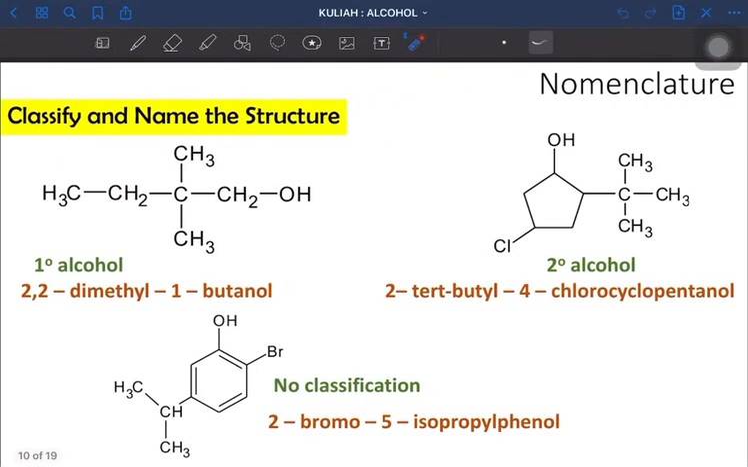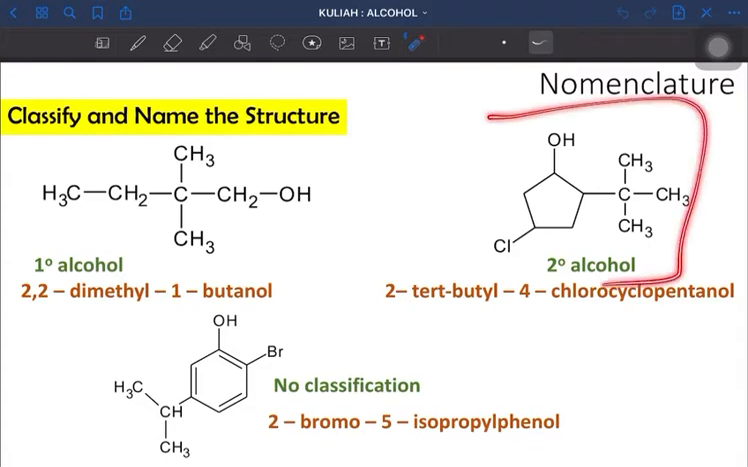Okay, now here is another example where we classify and name the structure. So here we have this structure. We number it 1, 2, 3, 4. So the longest chain is butanol, and the OH is bonded at carbon number 1, so 1-butanol. And then at carbon number 2, we have 2 methyl groups attached. So 2,2-dimethyl-1-butanol.